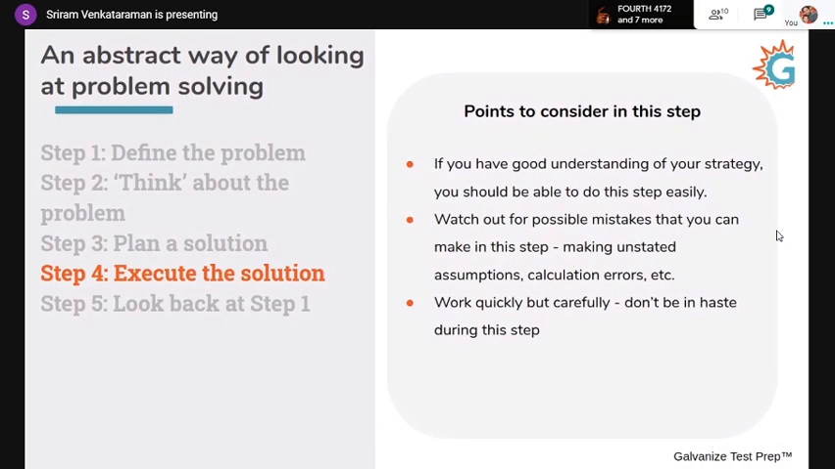Like you could make some unstated assumptions, which means that you didn't define your problem properly, or you might make some calculation mistakes. So the goal is to try and work quickly but carefully. You're better off working it out once and getting it right, as opposed to doing it very quickly and figuring out that you made a mistake and then coming back and doing it again. So work quickly but carefully. Don't be in haste.